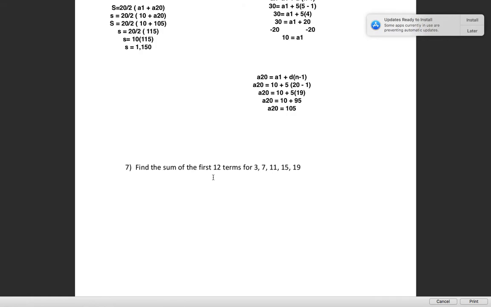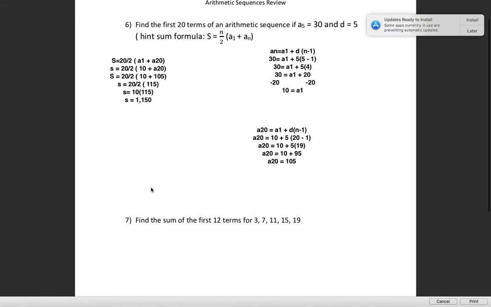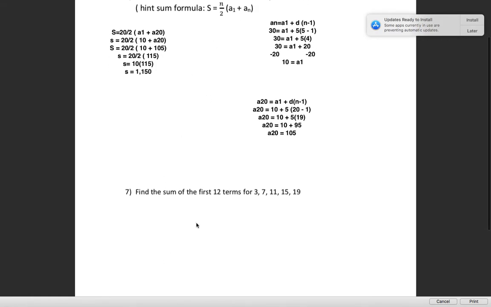So now find the sum of the first 12 terms here. Again, we're using the sum formula. Let's start with the sum formula that we need, and let's see what we know already and what we need to find, okay? Sum equals n over 2, bracket a1 plus a n.